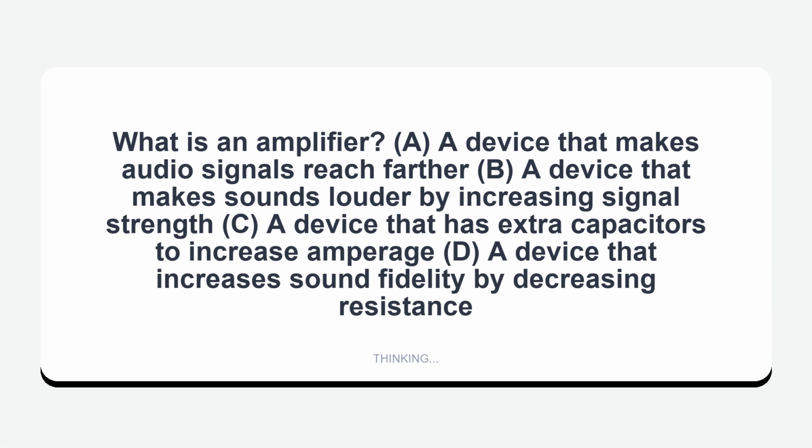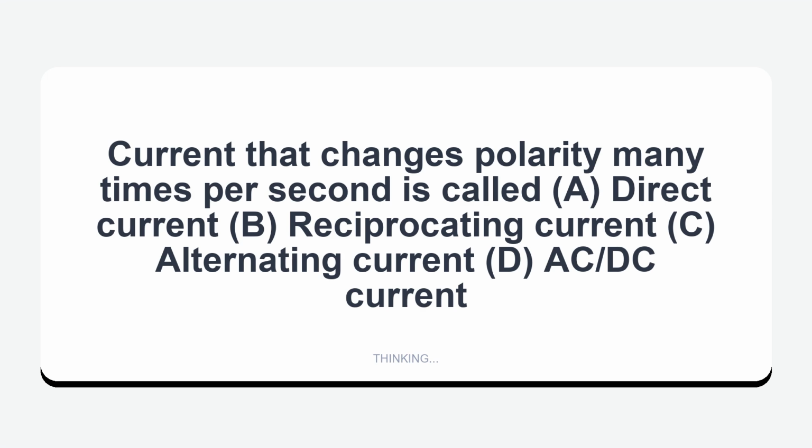What is an amplifier? A. A device that makes audio signals reach farther, B. A device that makes sounds louder by increasing signal strength, C. A device that has extra capacitors to increase amperage, D. A device that increases sound fidelity by decreasing resistance. B. Current that changes polarity many times per second is called A. direct current, B. reciprocating current, C. alternating current, D. AC/DC current. C.